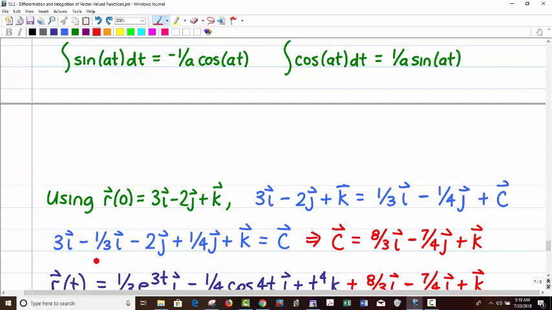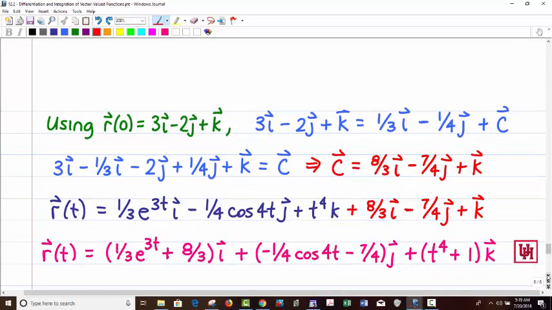So 3 minus 1/3 i would be 8/3 i. Negative 2 plus 1/4 is actually negative 7/4. And then k just remained k because it wasn't changed. So that's what your c vector equals. So now, instead of leaving an answer like this, which just really looks sloppy and not very good, here comes the last step, of just combining them into one group term for each I, J, and K.